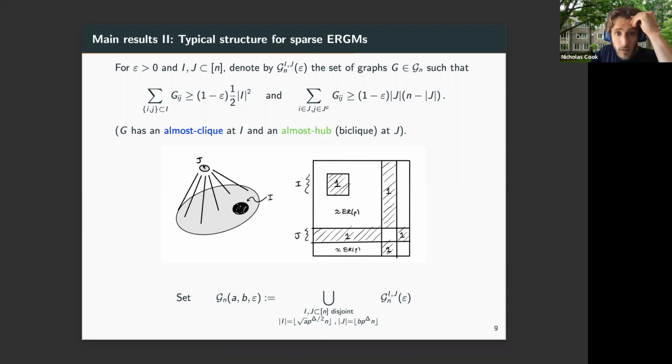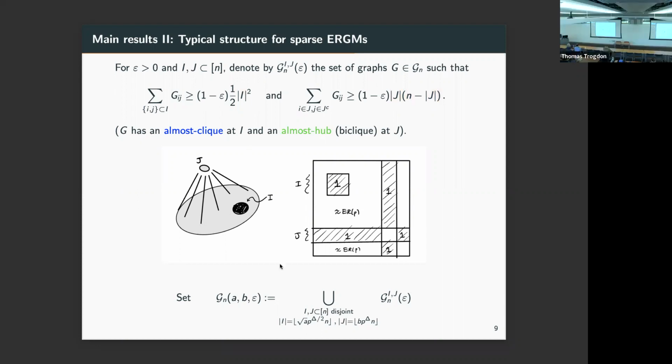And then from J, the graph is almost complete between J and its complement. So we call J a hub because in this graph you're able to get from any point A to B in 2 steps by going through J. Okay, so this just says in math that the graph is almost complete on I, so you have almost the maximum possible number of edges on the set of vertices I, and you have almost the maximum possible number of edges between J and its complement.